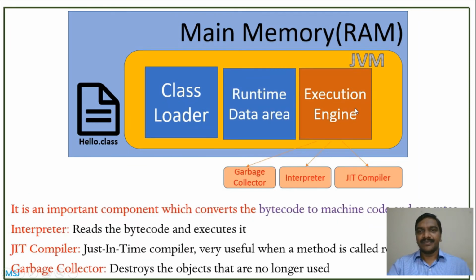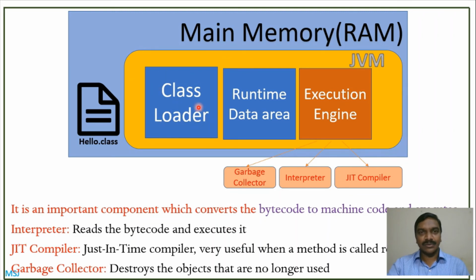And finally, execution engine. This is where the bytecode actually gets executed. It is an important component which converts the bytecode into machine code and executes the machine code. Here we have three parts. One is the interpreter, the main one, which reads the bytecode and executes it.